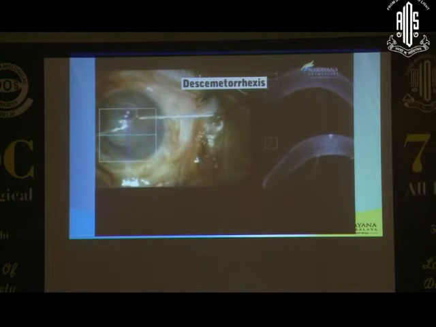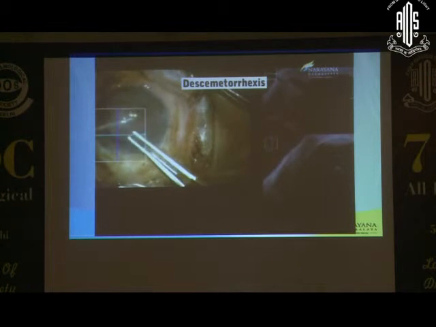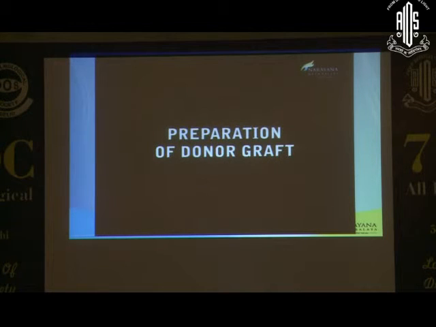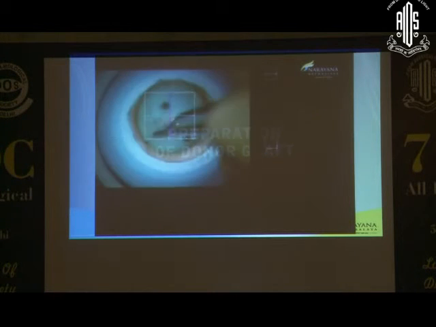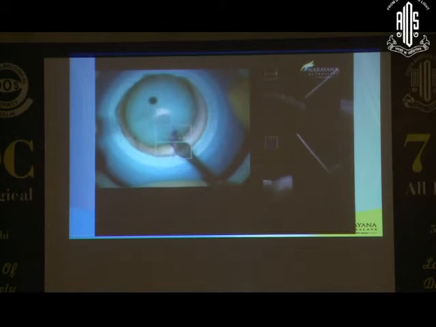We do the descemetorhexis, preferably under the air. You can also do under the saline irrigation. Once it's removed, we can prepare the donor graft. Again, I'm removing the epithelium for the sake of clarity. This is on the AC maintainer. Again, I use the 600 micron guarded knife.